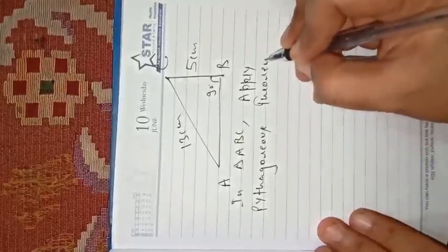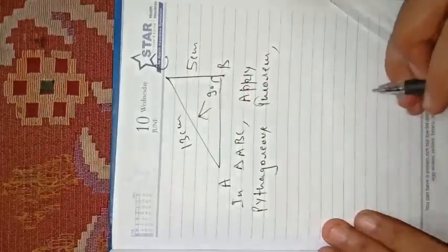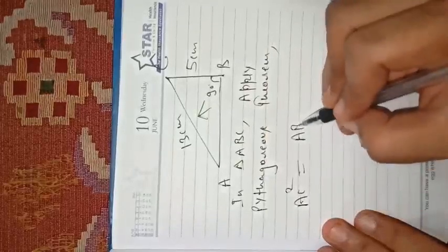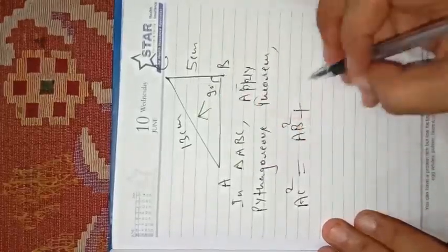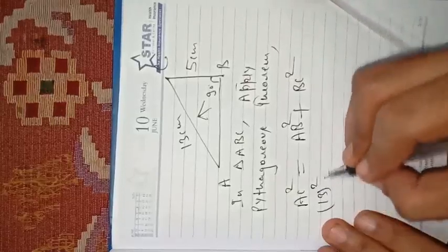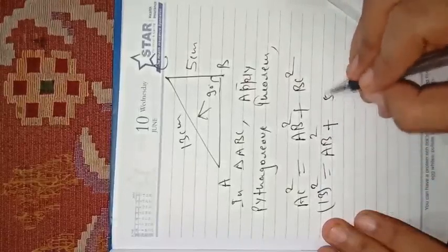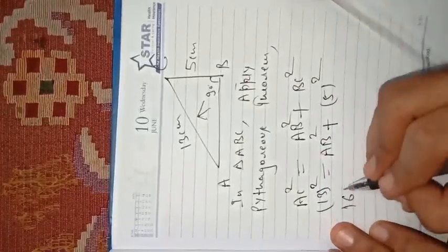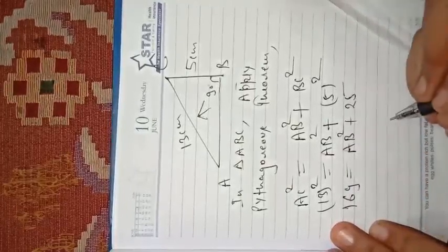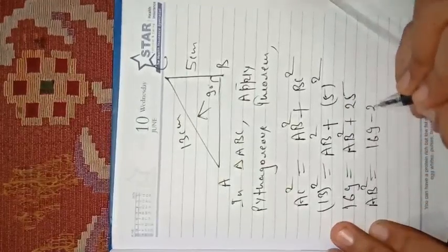When you apply the Pythagoras theorem in a triangle, the side opposite to 90 degrees is the hypotenuse, so hypotenuse square is equal to AB square, means base square plus perpendicular square. So AC is 13, 13 square is equal to AB square plus, what is the value of BC? That is 5. So 13 square, 169, is equal to AB square plus 5 square, 25. Now plus 25 shifted to the other side will become minus 25.